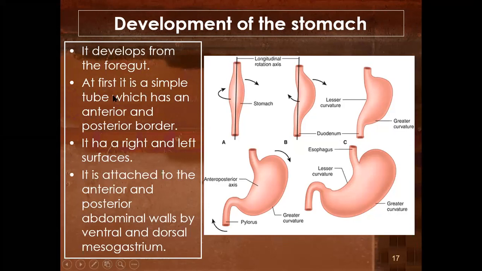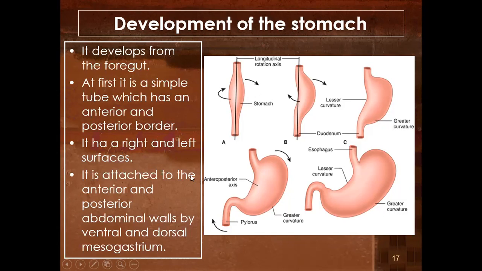At first, it is a simple tube which has an anterior and posterior border. Initially, there will be the two borders. This is the anterior border which you can see, and behind will be the posterior border. And two surfaces will be there, the right as well as the left surface. So it has the anterior and posterior border, right and left surfaces.